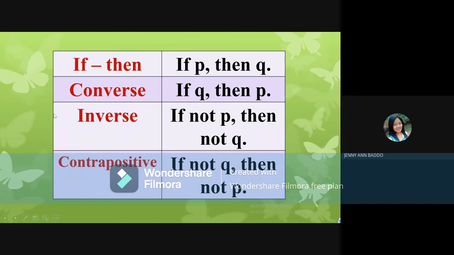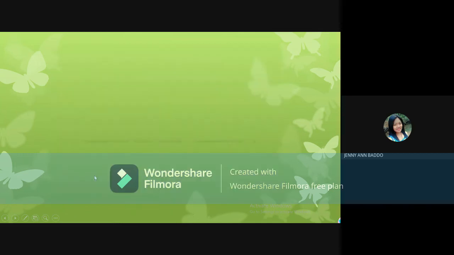So always remember, we have two I's and two C's. The inverse is taken by negating the if-then statement, and the contrapositive is simply taken by negating the converse statement. So two I's are paired and two C's are paired. Let us have examples.